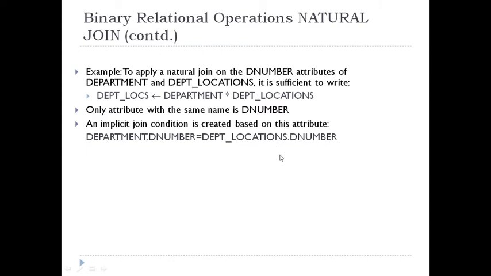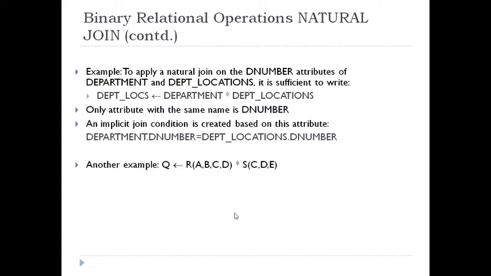You can write this using join also, the normal equijoin, but in that case you will get two columns: one column from the department table and another from the department locations table. So to avoid this, we use the natural join.